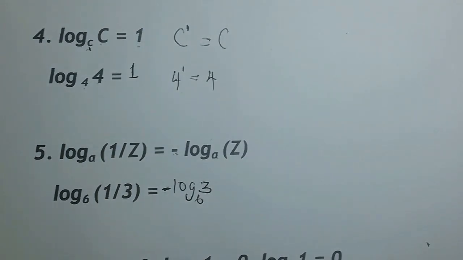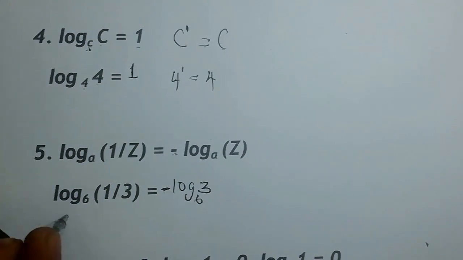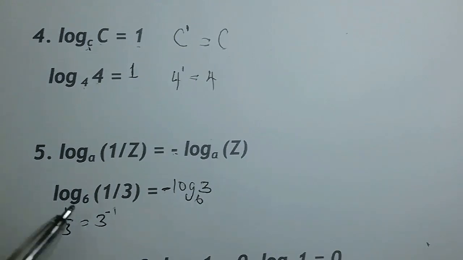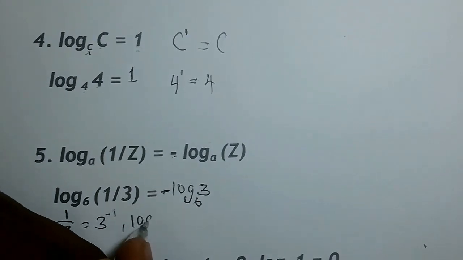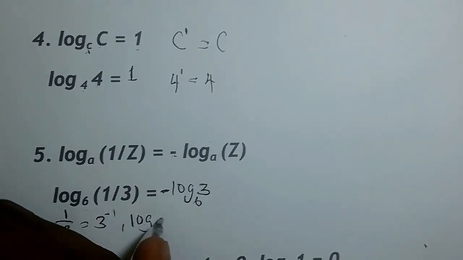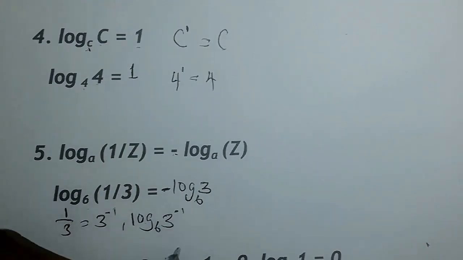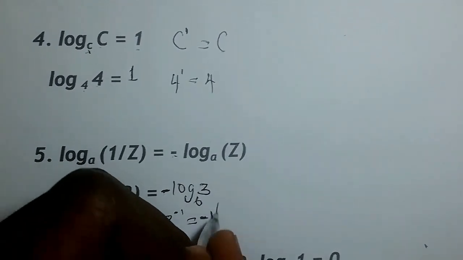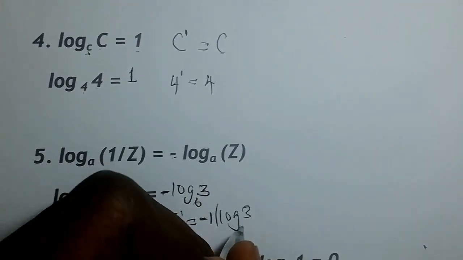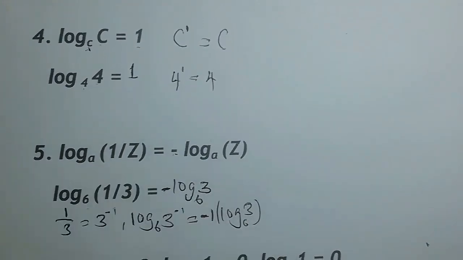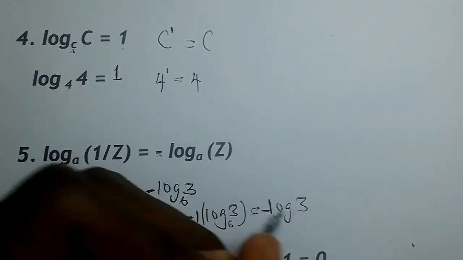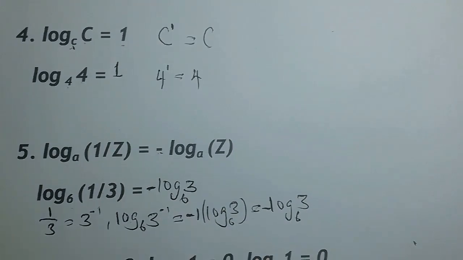So let's check how this works. 1 over 3 can be written as 3 power negative 1. So you can use the law we have learned before about the powers multiplying the log. So this can be written as log base 6 of 1 over 3, that's 3 power minus 1, and this is nothing but we multiply the minus 1 into log 3 base 6, and by clearing out the bracket we just get minus log 3 base 6.